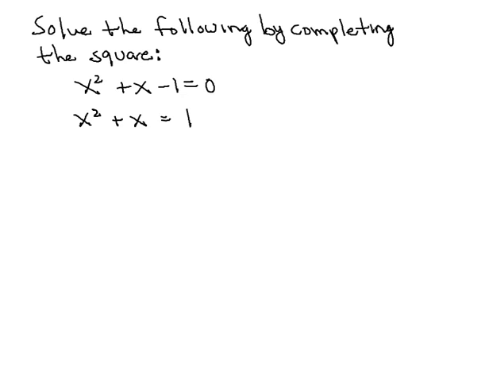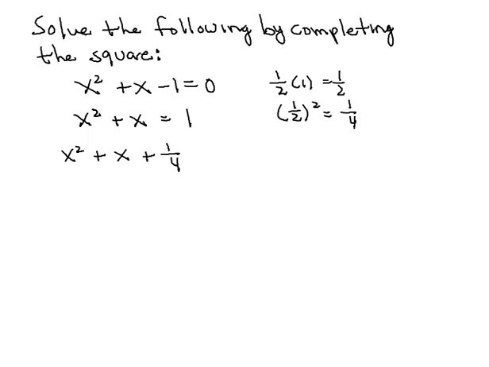So now we're going to focus on the left-hand side and decide what it is we need to add to complete the square. So let's come off to the side here. We see that the coefficient of the x term is 1. So we're going to take 1/2 of the 1, which is clearly 1/2. Then if we square that, we have 1/2 quantity squared, which is equal to 1/4. So we need to add that to the left-hand side to complete the square.